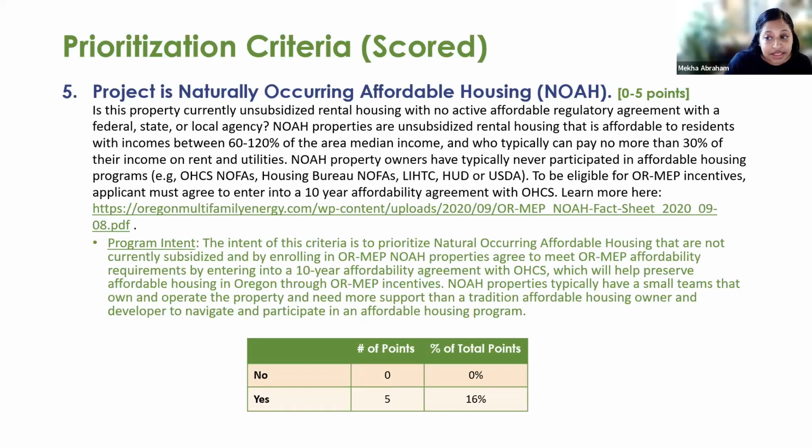These residents typically can pay no more than 30% of their income on rent and utilities. NOAH property owners have typically never participated in affordable housing programs. The intent of this criteria is to prioritize naturally occurring affordable housing. By enrolling in OR-MEP, NOAH properties agree to meet OR-MEP's affordability requirements by entering into a 10-year affordability agreement with OHCS, which will help preserve affordable housing in Oregon.